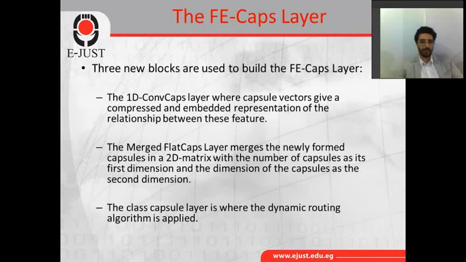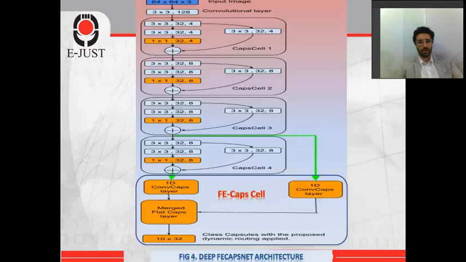So here, as we see, there are three new blocks added to the well-known architectures. The three new blocks are shown here in the figure. As you see, there are 4 capsule cells which were made of convolutional capsules similar to the DeepCaps architecture, and then we have the fast embedded capsule cell consisting of 3 new blocks.